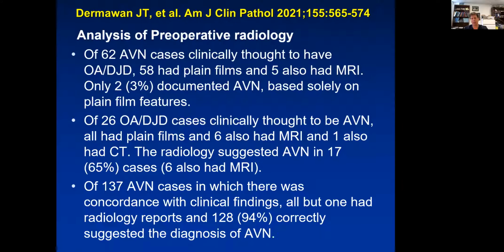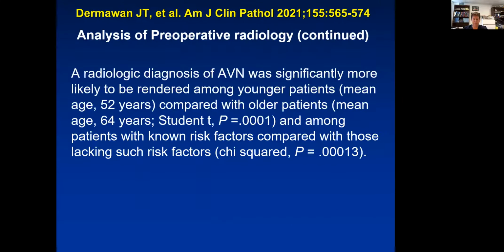And one of the things I should have brought up earlier is that the diagnosis of AVN is not solely based on the radiology report. In some of these cases, the surgeon correctly identified these as AVN, even though the radiology report did not suggest that particular diagnosis. So it's a combination of findings that should cause the orthopedic surgeon to preoperatively render a diagnosis of AVN, and it's not just based on the radiology.